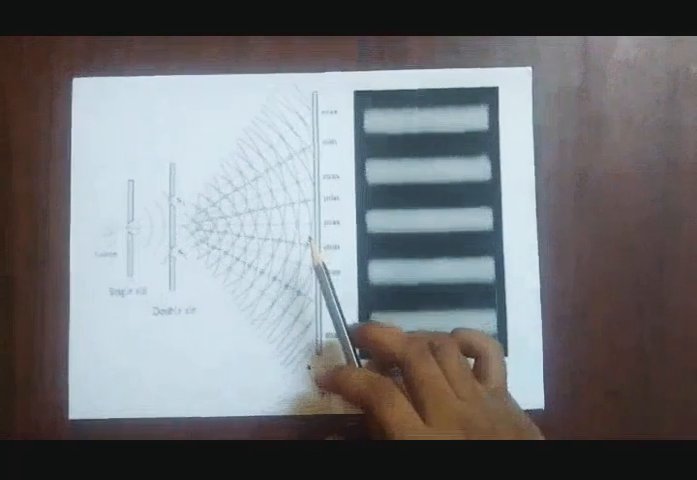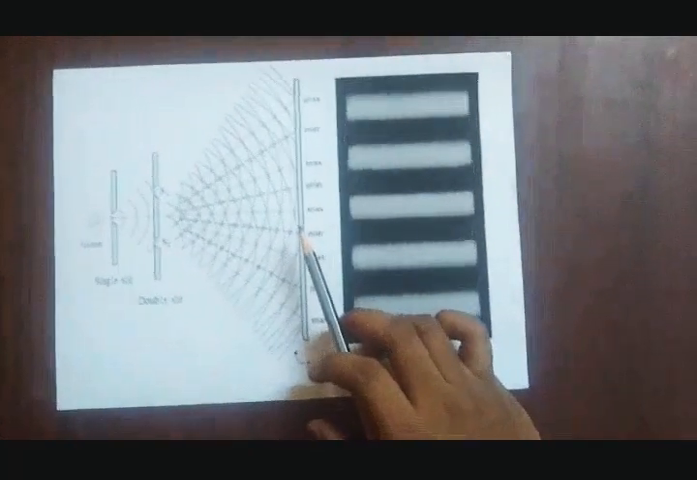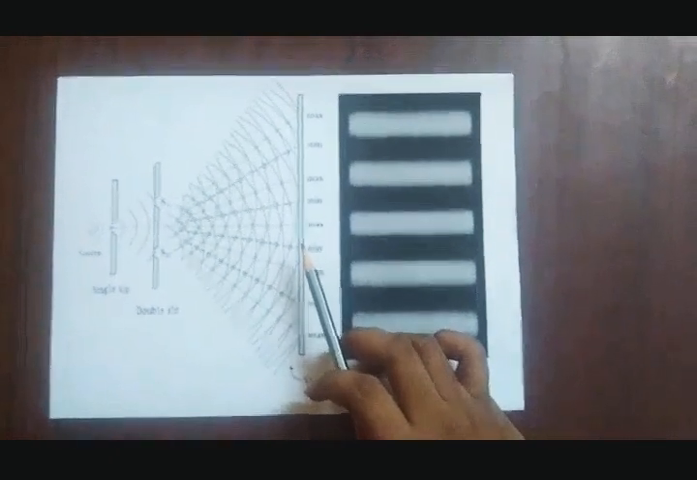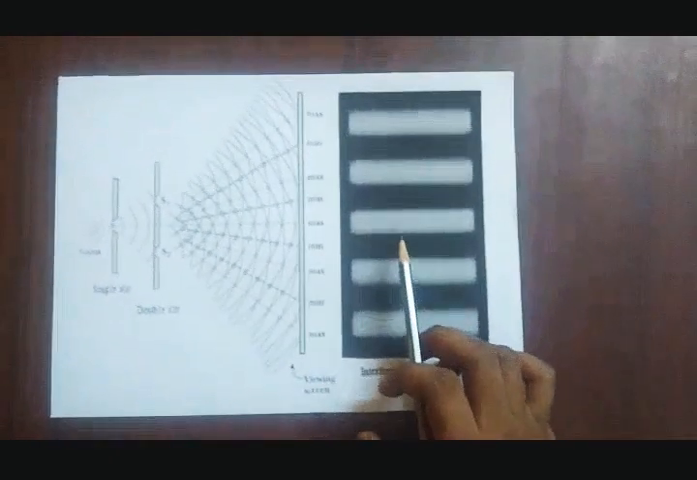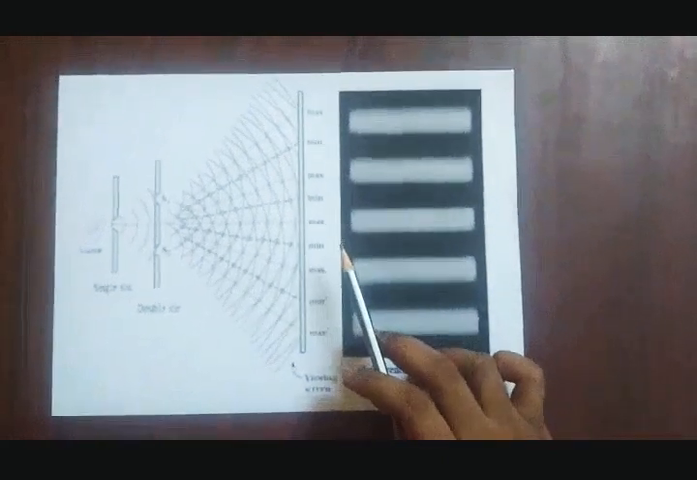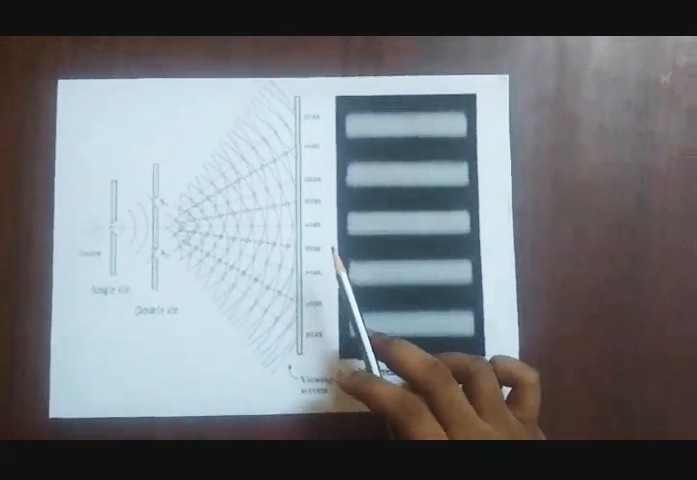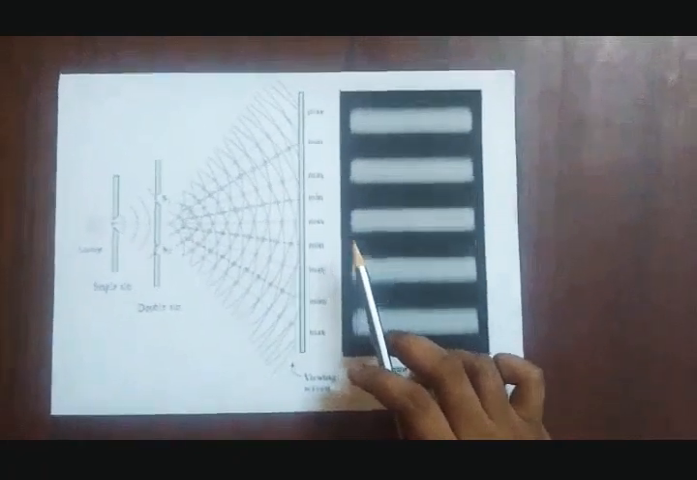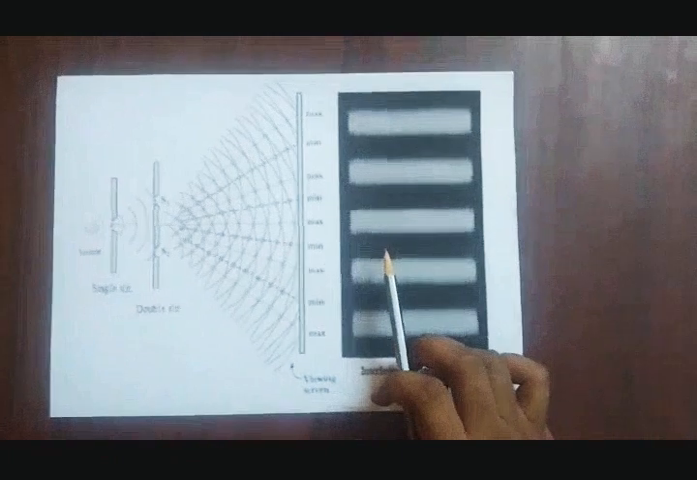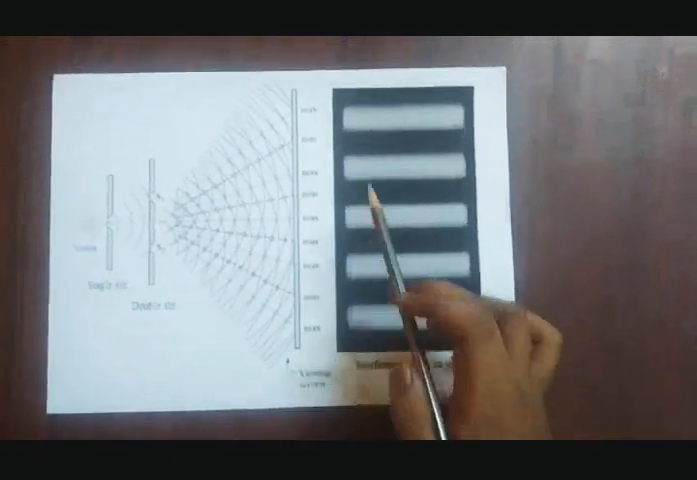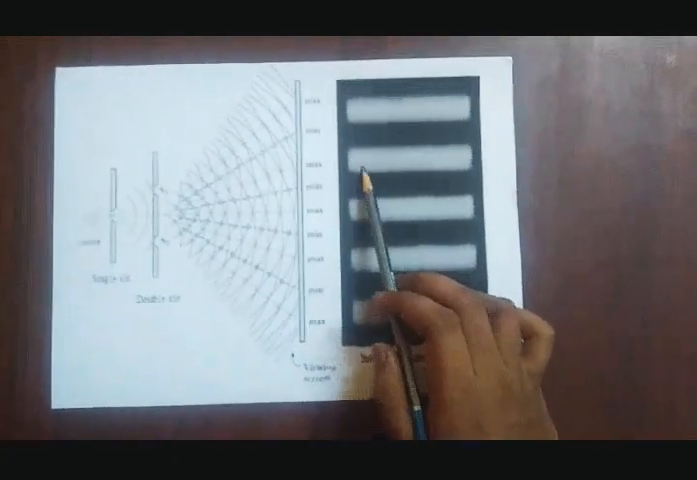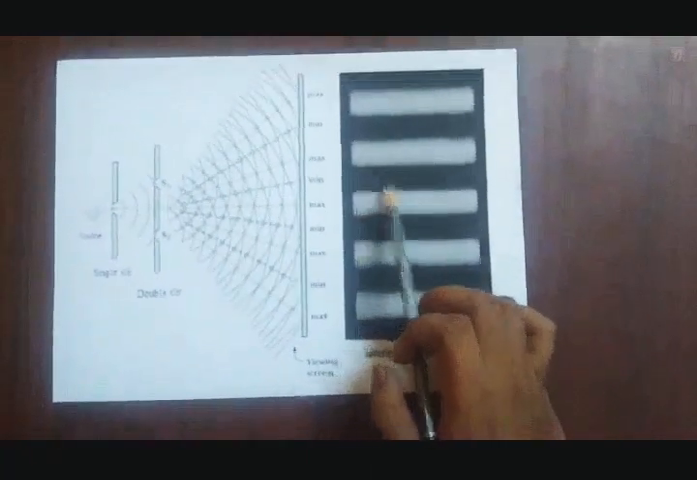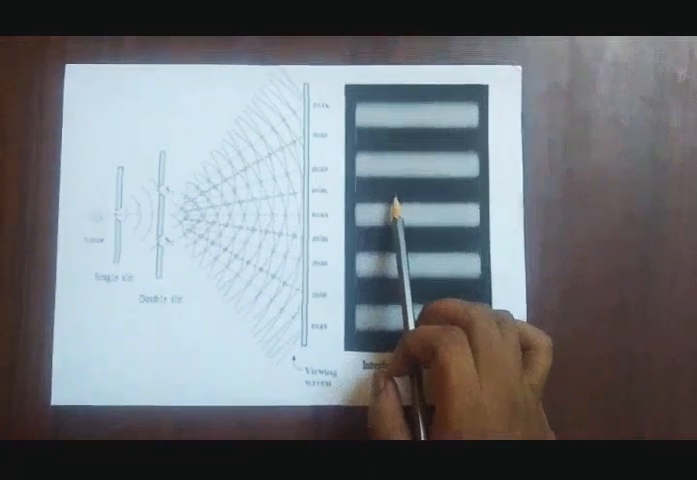Now when these two beams are in phase, that is when there is a 0 degree angle difference between the two, we get constructive interference. That is, there is maximum intensity of light. And when these two superimpose with a 180-degree difference between the two, we get the least intensity, that is darkness, which is called destructive interference. As we can see in this diagram, the whitish part is the constructive interference, and the dark fringe is the destructive interference.